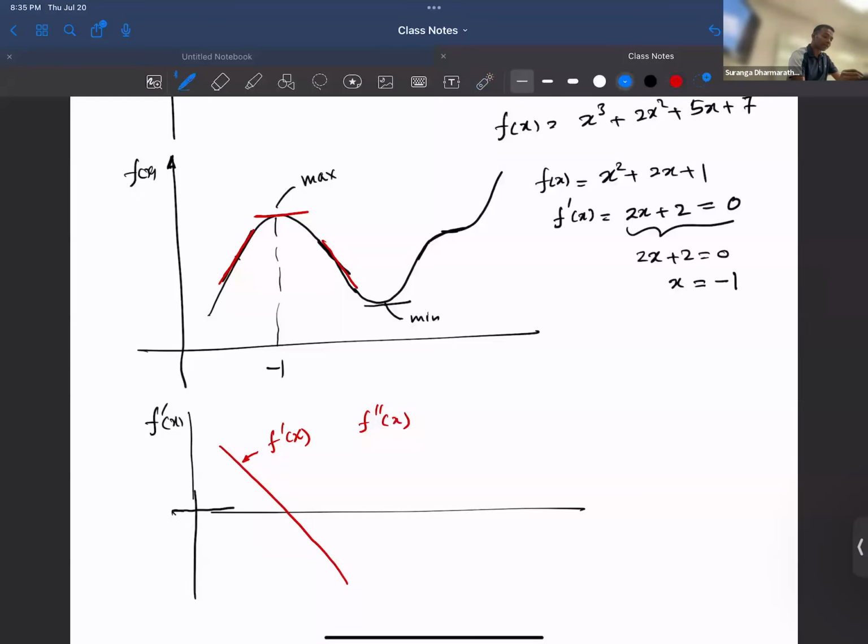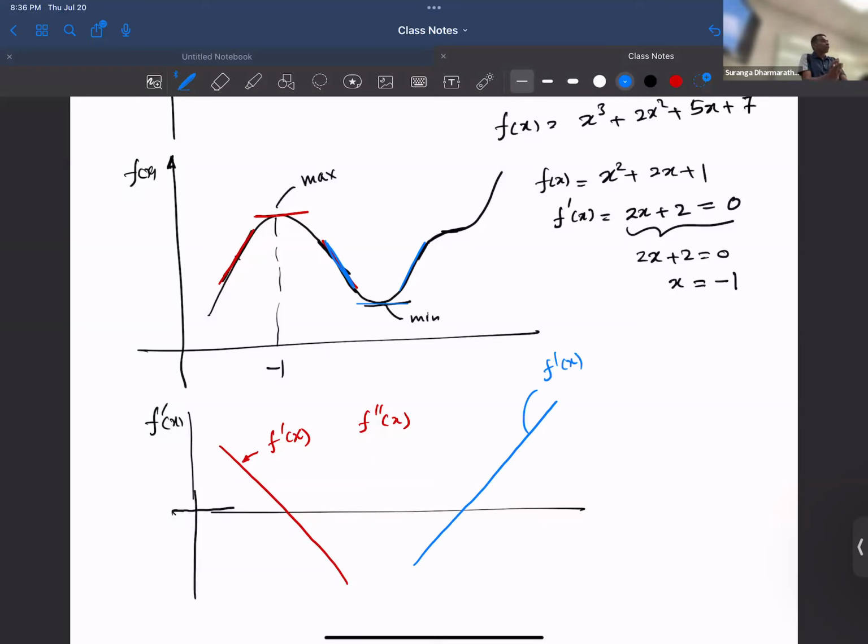Now let's learn about the next one. Then it may be clear for you. Now when it comes to a minimum, the slope is negative first, and it turns 0 and becomes positive. So it starts with negative and goes to positive, right? So this is f prime x. So what is the slope of the f prime x?